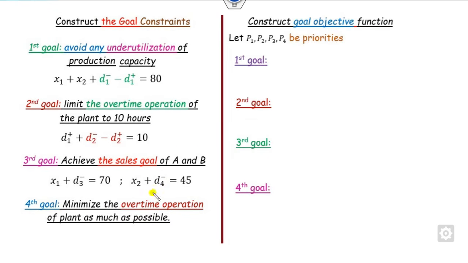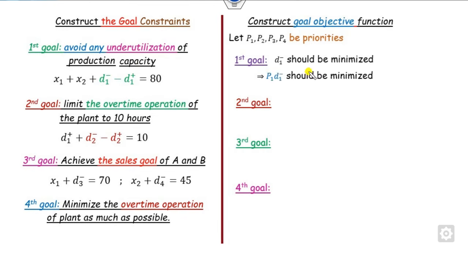Now we can set the 4 objectives as 4 goals. What is your target? You have to avoid the underutilization. So this is my underutilization, and your target is to avoid it. How can you avoid it? You have to minimize it. Limit the overtime capacity of the plant to 10. Whether it is less than 10 or greater than 10, which one will be satisfied according to this goal? Limit the overtime operation to 10 hours. It means the maximum you can set is 10. So this will be satisfied, this can't. It means this portion you have to minimize.